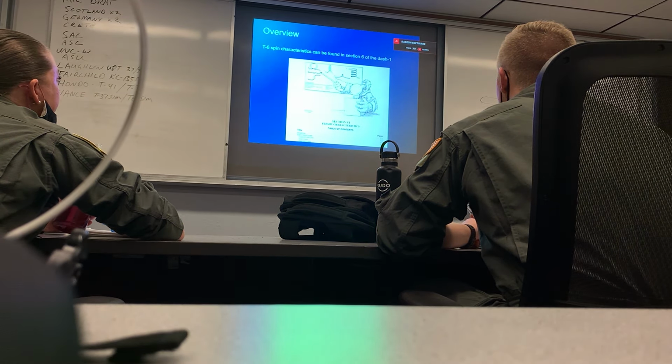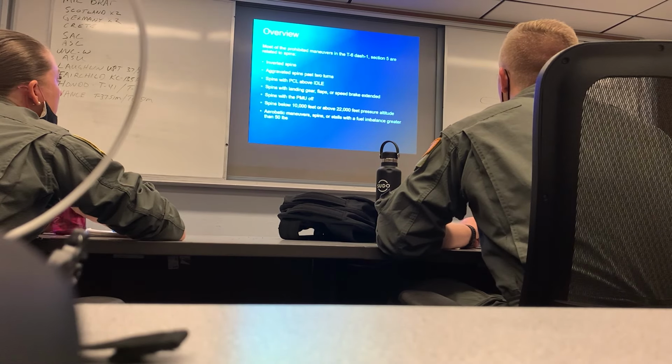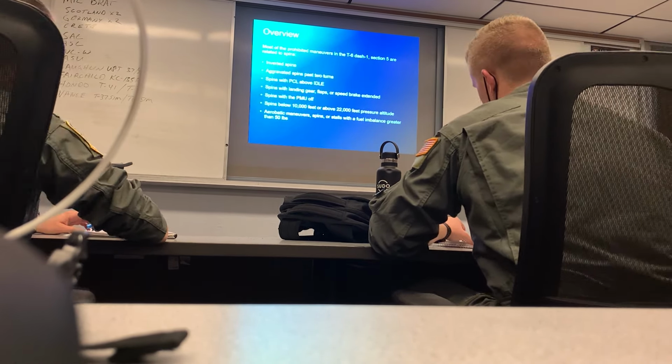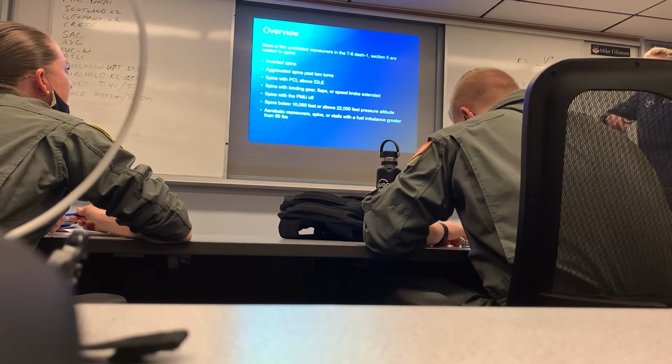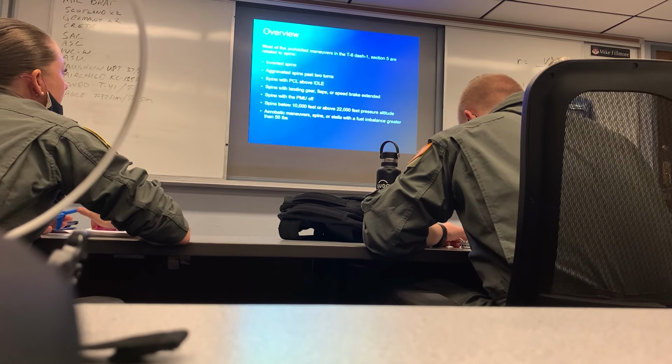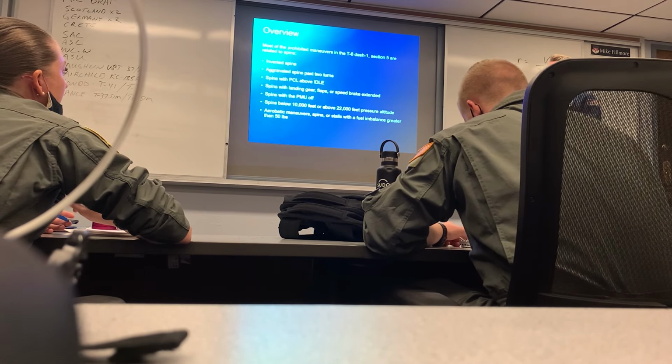Here you go, the flight characteristics section of your -1. Most of your prohibited maneuvers are based on spins. What can I not do? I can't do an inverted spin, or an aggravated spin, special 2 turns. We're going to talk about how these occur and what they are.